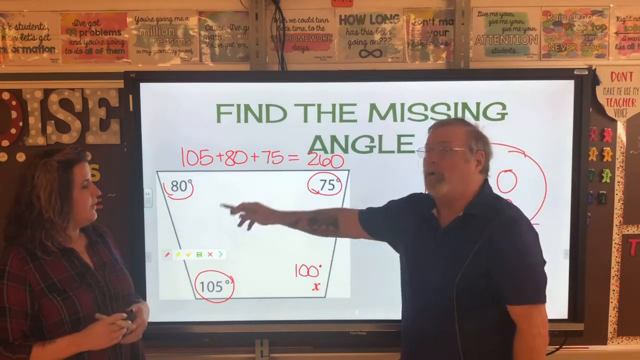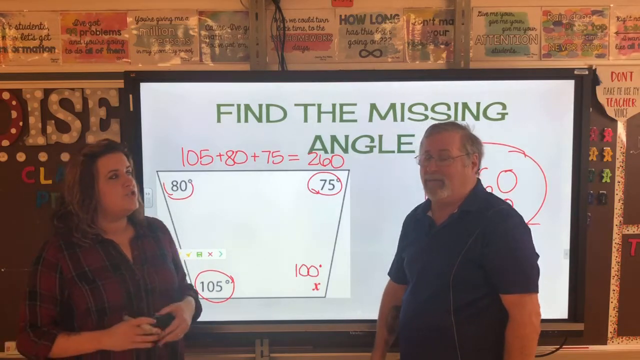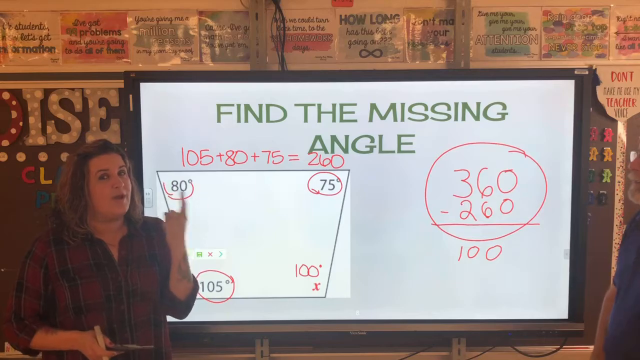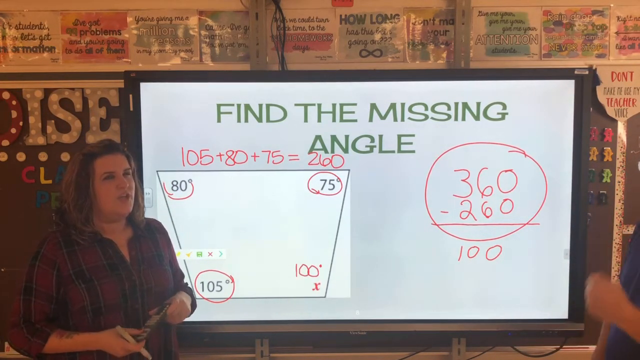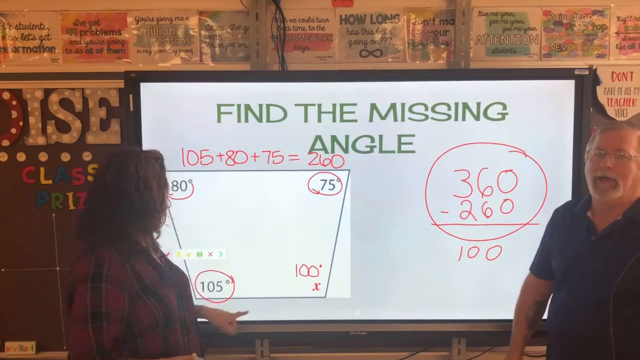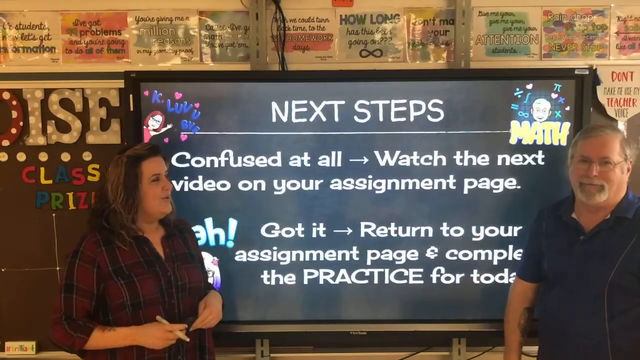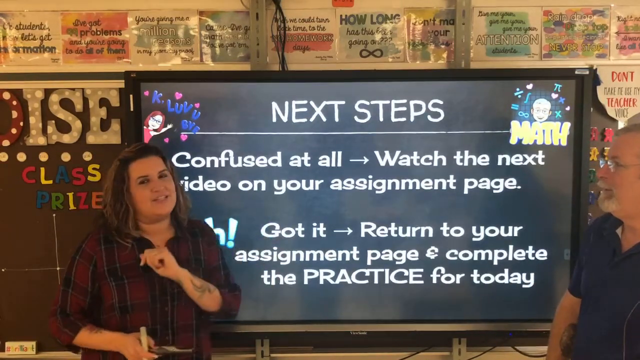Right. But in this one, notice, one thing about a trapezoid, they don't have any congruent angles. And I'll show one of the parallelogram ones in the video, because sometimes they'll just give you one angle. So this is one of the times they really should watch the second video. Although if you're not confused, go ahead, watch the second video just for giggles. Right, so watch the second video, and then let's start that practice.